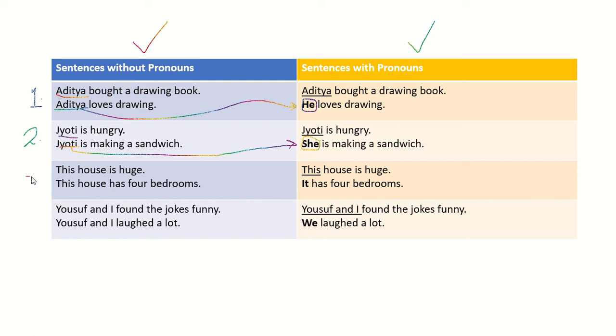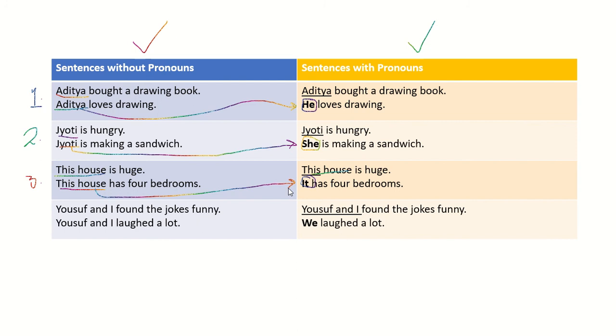Let me see the third one. Okay. This house is huge. Again, I am saying this house has four bedrooms. Let us come over here. This house is huge. It has four bedrooms. So what I am doing is that in place of this house, I am using the pronoun it. Okay. Now the last one.